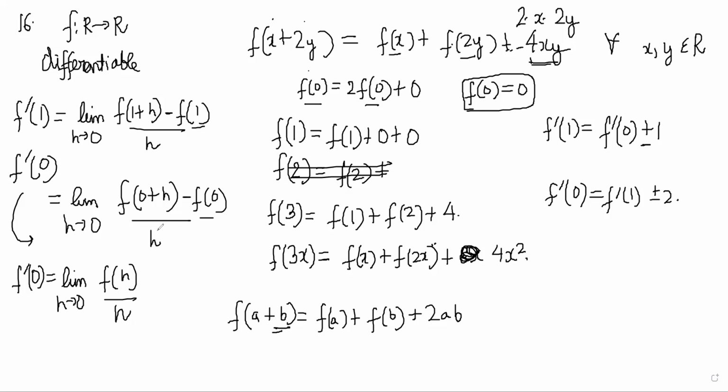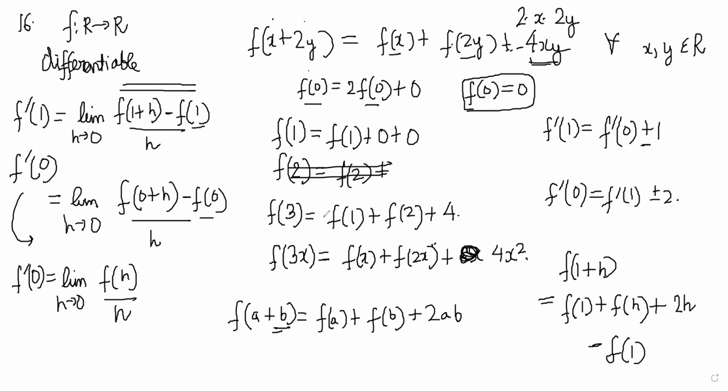So that means f of 1 plus h can be written as f of 1 plus f of h plus 2h, right? 2 into 1 into h. And subtract f of 1 from there. So I'm looking at this one, right? So subtract f of 1 from there. So this becomes f of h plus 2h, right?